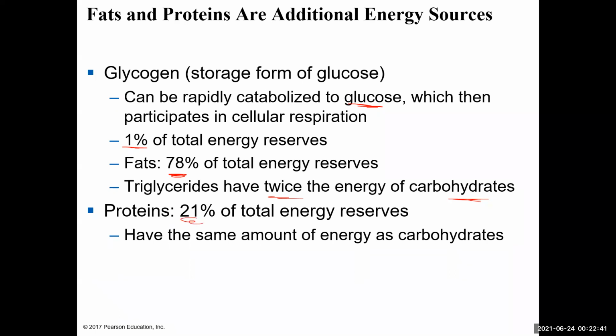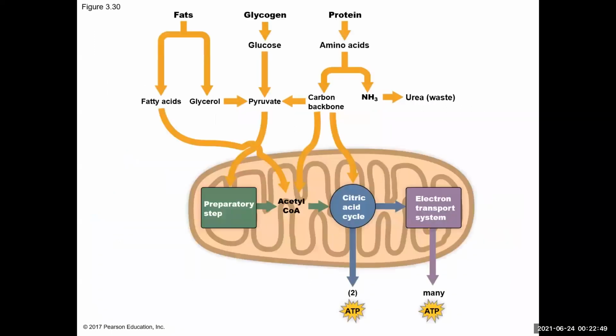21% of our energy reserve is proteins, but they have about the same amount as carbohydrates. And again, we really don't want to be breaking down our enzymes or our proteins that are really essential for our cellular processes. And then this is just to show, here's the cellular respiration pathway from glycogen to glucose.